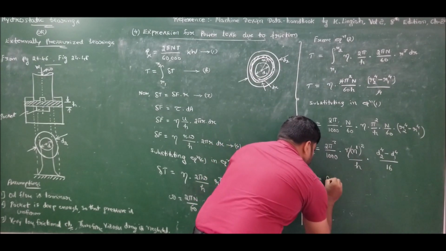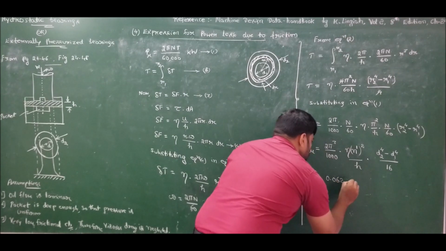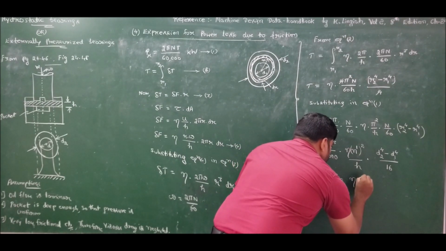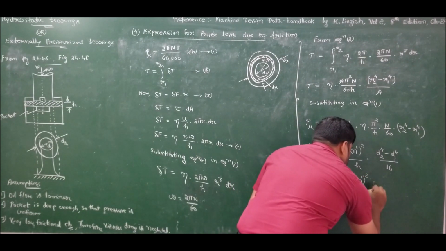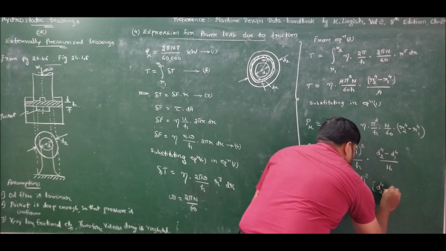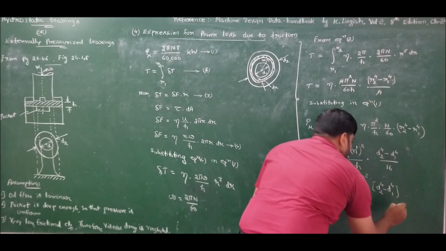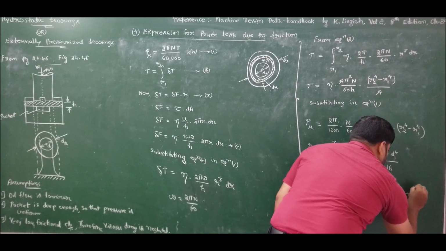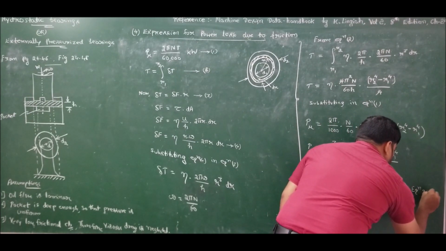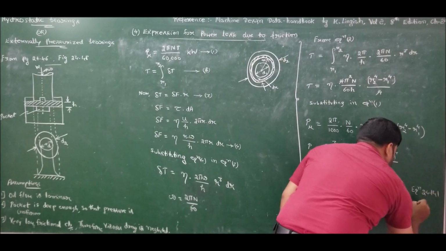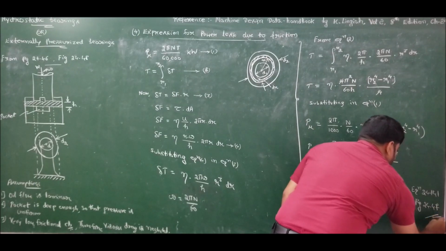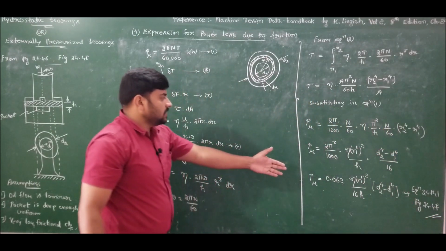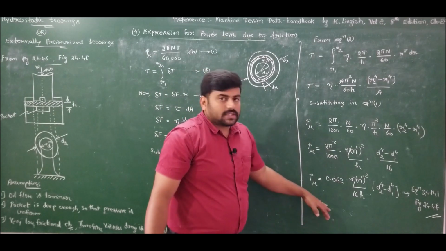So the final answer, if I simplify, I am going to get power loss due to friction as 0.062 into eta n dash square by 16h times d2 to the power of 4 minus d1 to the power of 4. This is equation number 24.141, referring to page 24.47 of our data handbook. So this is the expression for power loss due to friction.